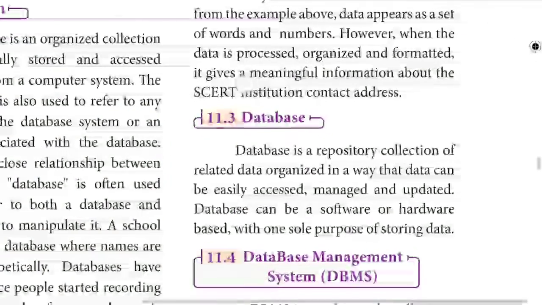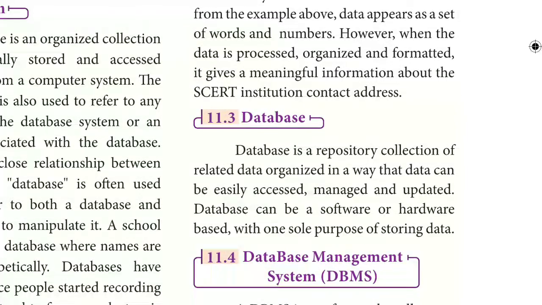So a database is a repository, a collection of related data organized in a way that the data can be easily accessed, managed, and updated. A repository means it consists of data in a tabular form. You can access it just by giving the command. You can access it, modify it, change it, but one repository contains related data. If a repository is for sales, then it contains only the sales data. It doesn't contain credit data or debit data. So a repository will contain only the related data.